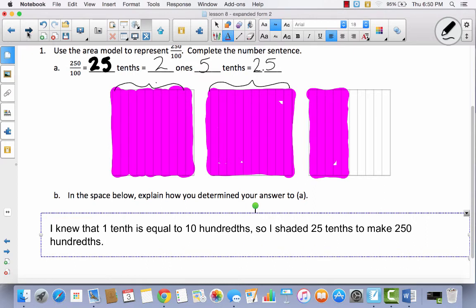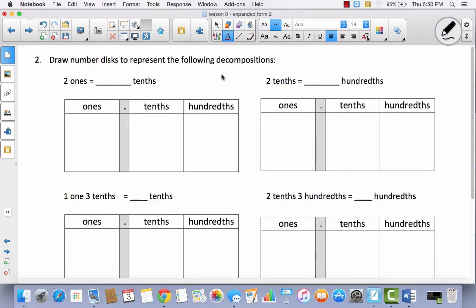All right, draw a number disc to represent the following decompositions. All right, so we're going to show 2 ones. So we've got 2 ones here, 1, 1. And we want to know how many tenths that would be. So what would happen if we move these to the tenths? For this one, how many tenths would that be? That would be 10, right? 1 through 10. And for this one, it would be 1 through 10. So how many tenths are equal to 2 ones? 10, 20.